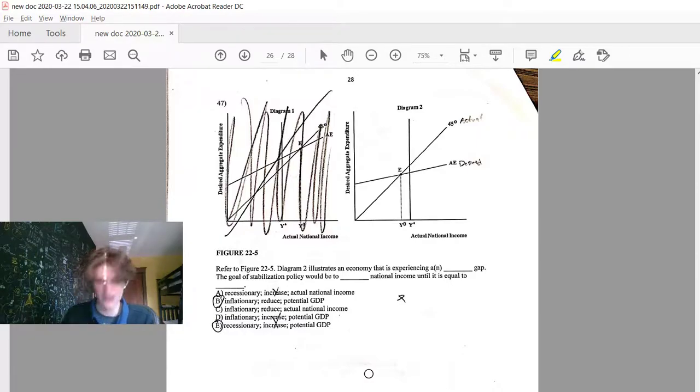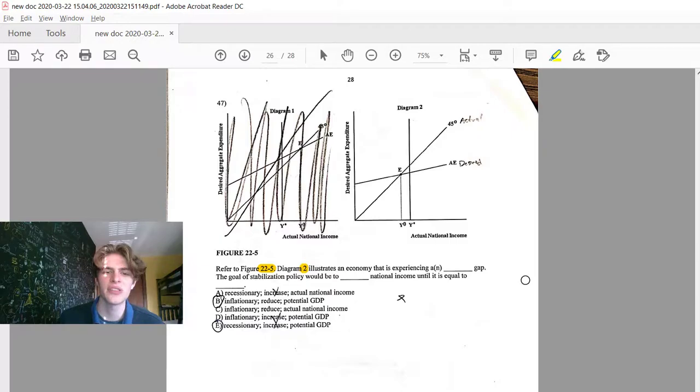Alright. So, refer to figure 22.5. Diagram 2. This diagram 1, I just instantly scribbled out because I didn't want to look at it anymore. I didn't want it to confuse me. Get rid of it. You don't need it anymore. Then I also always confuse which one is actual and which one is desired, so I labeled them. 45-degree line is actual. That's good labeling.